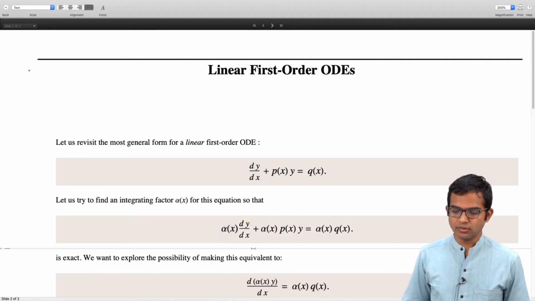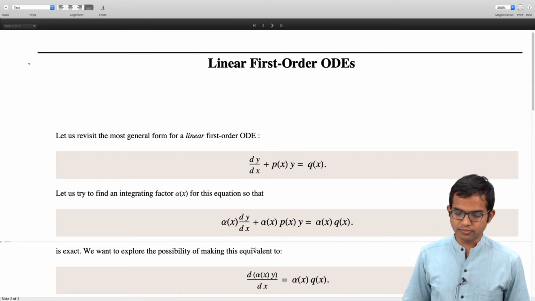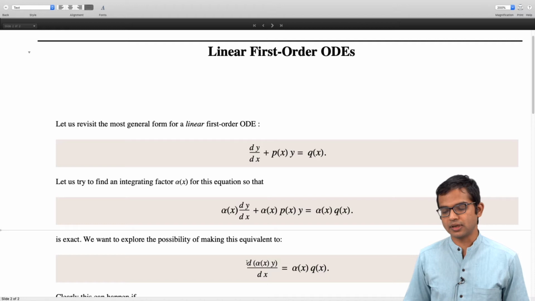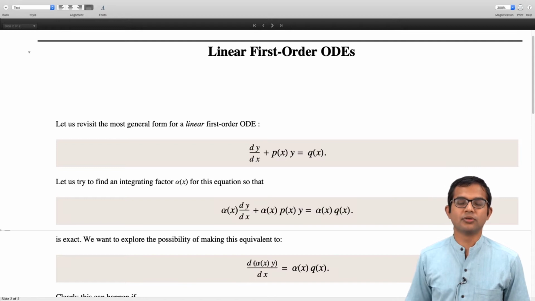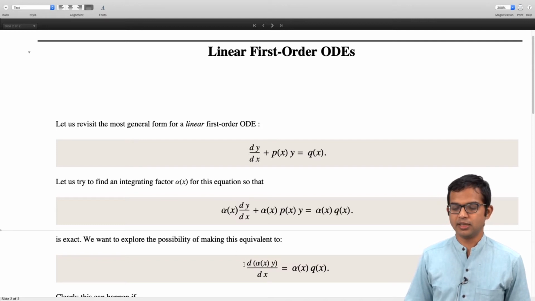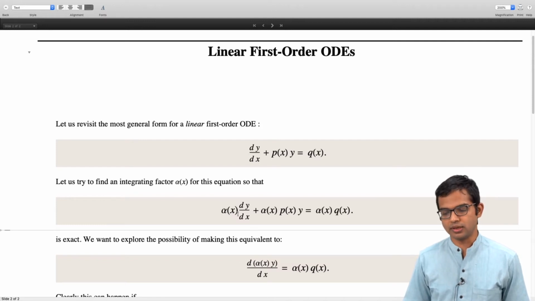So we'll also explore the specific possibility of the left hand side being converted to a form where it can be written as d by dx of alpha times y, right? I mean, it's a guess that we're doing. So dy by dx is there, and then is it possible to multiply by alpha such that the left hand side is the same as d by dx of alpha times y, right?